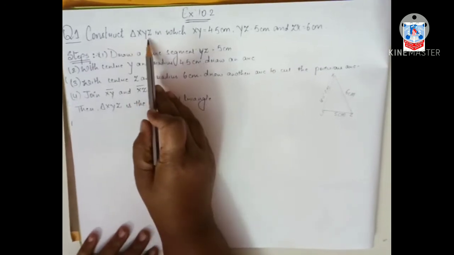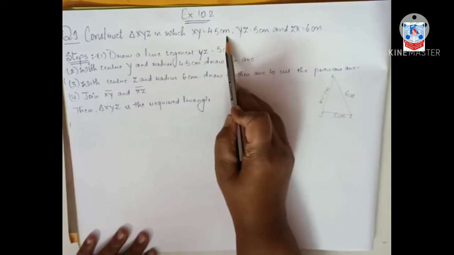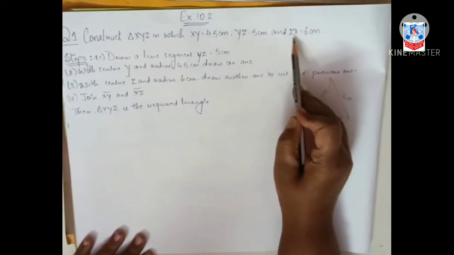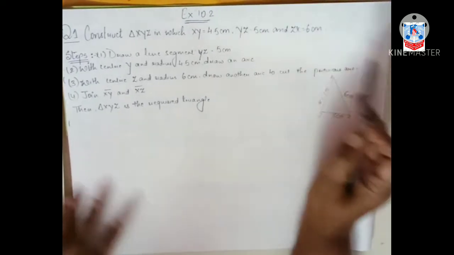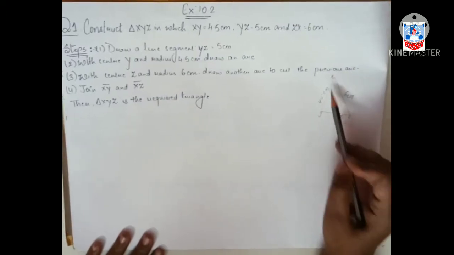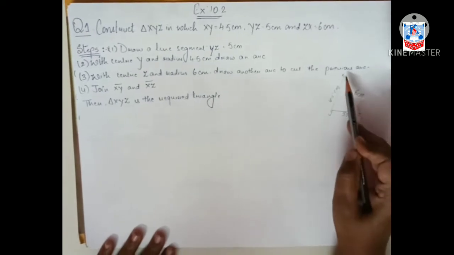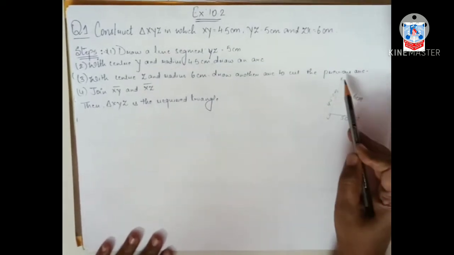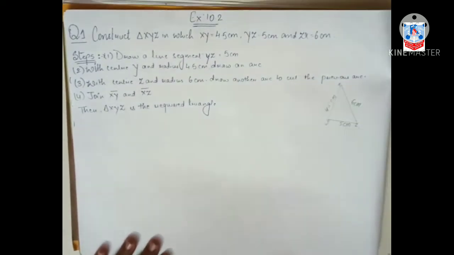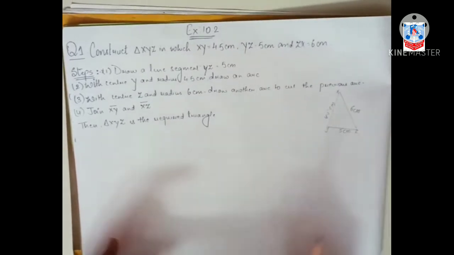Construct triangle XYZ in which XY is equal to 4.5 cm, YZ is equal to 5 cm and ZX is equal to 6 cm. So first what you will do? You will draw a rough figure. See here, XYZ. YZ is equal to 5 cm, XY is equal to 4.5 cm and XZ is equal to 6 cm. Now first what you will do? You will draw line segment YZ of 5 cm.